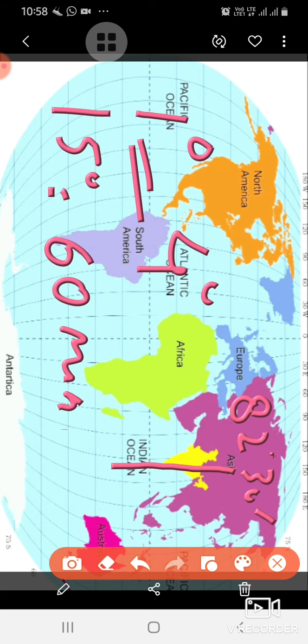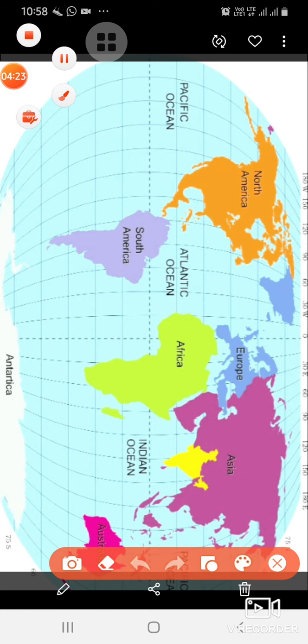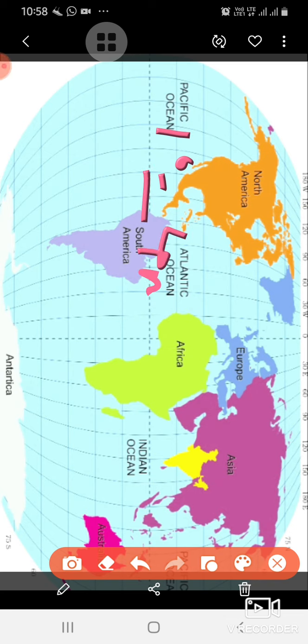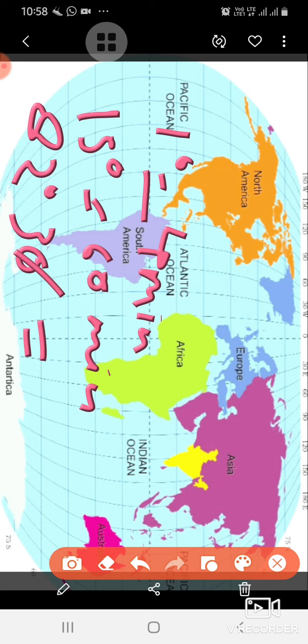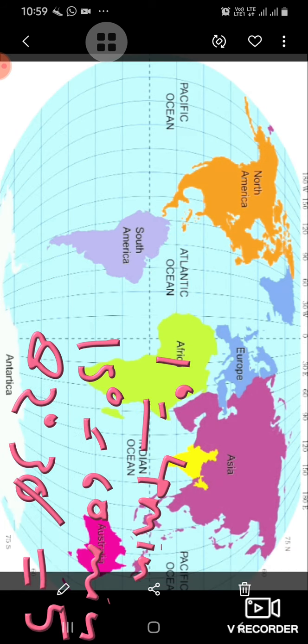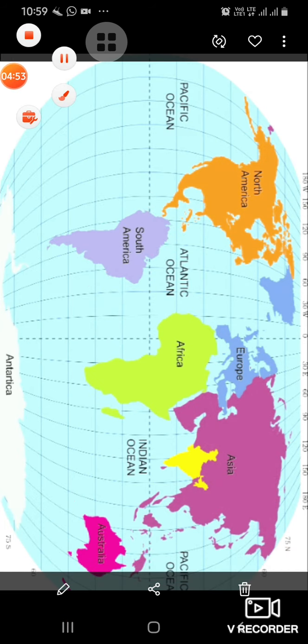If I am saying that India IST is at 82 degree 30 minutes, then how much time are we more? I just told you that 1 degree is equal to 4 minutes, 15 degrees is equal to 60 minutes. So what does this 82 degree 30 minutes represent? This represents 5 hours 30 minutes. We are 5 hours 30 minutes more.